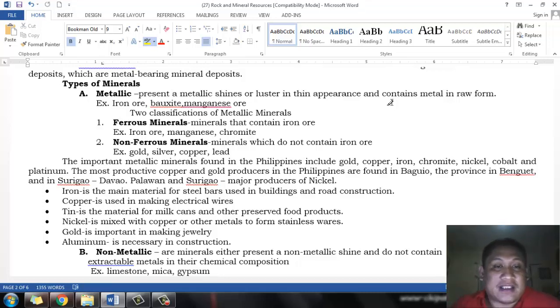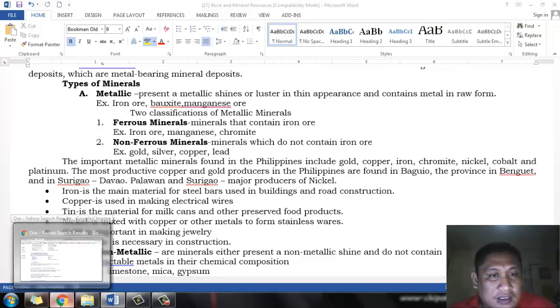So ferrous minerals contains iron. Ferrous from the word Fe, iron, no? The word ferrous, it means iron. So ferrous minerals contains iron, manganese, and chromite. Again, you can look into the internet and find some pictures of this so that you can visualize, you can see. But I can also show you, no, here.